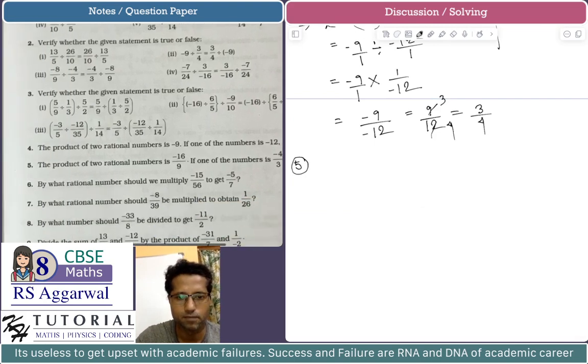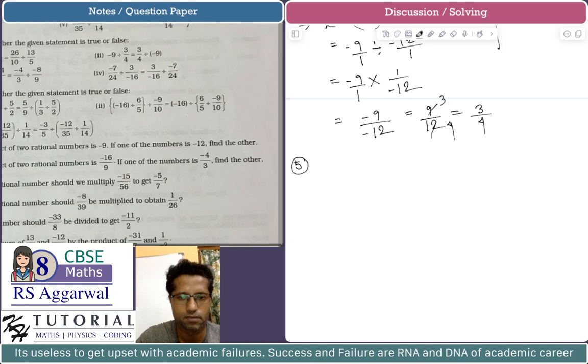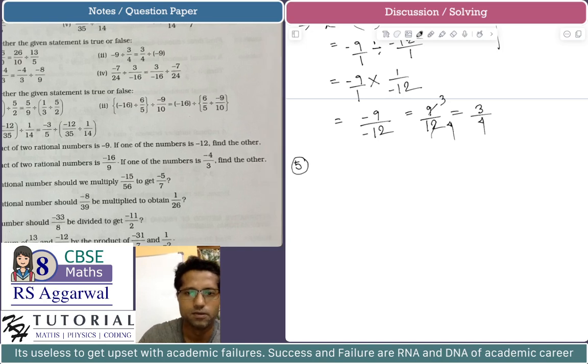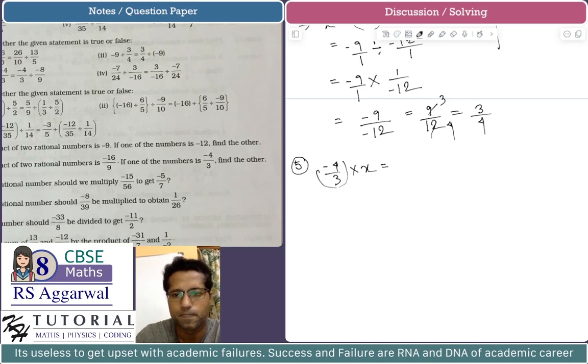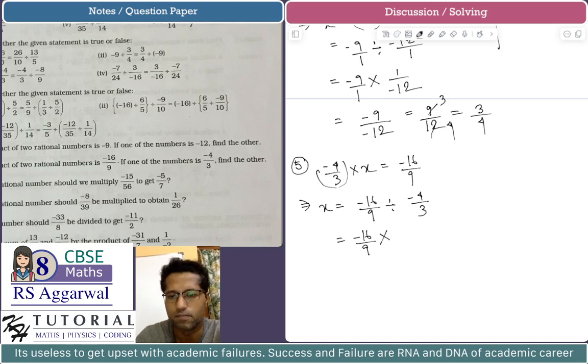The product of two rational numbers is minus 16 by 9. If one of the numbers is minus 4 by 3, find the other. So if we assume the other rational number is X, it is given that minus 4 by 3 multiplied by X is equal to minus 16 by 9. So this implies X is equal to minus 16 by 9 divided by minus 4 by 3. This is equal to minus 16 by 9 multiplied by the multiplicative inverse of minus 4 by 3, that is 3 by minus 4.